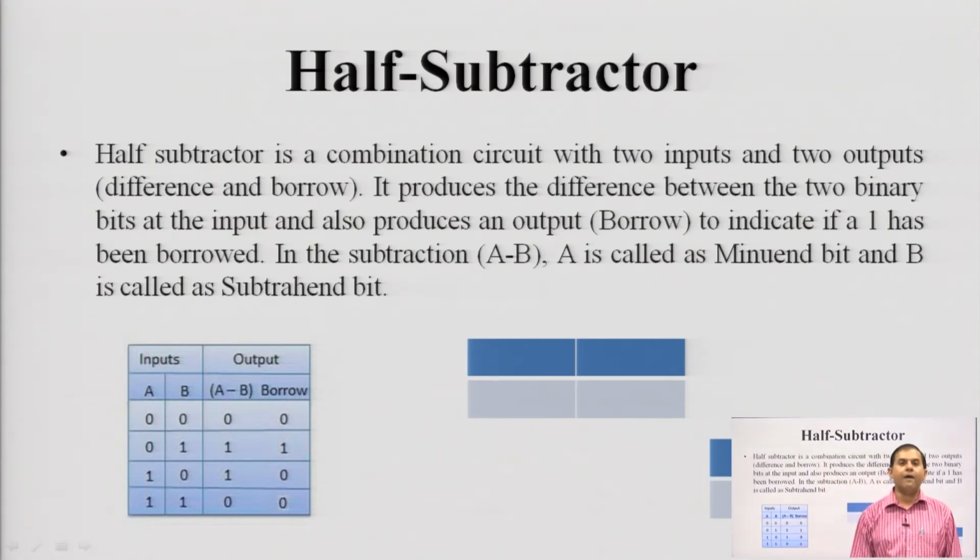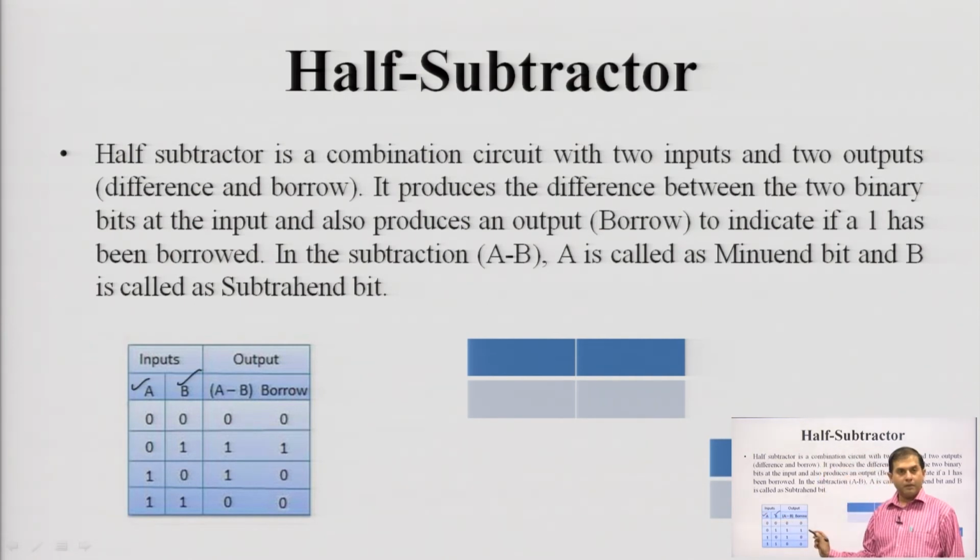Next we will do the half subtractor. So, what is a half subtractor? A half subtractor is a combinational circuit with 2 inputs and 2 outputs, difference and borrow. It produces the difference between 2 binary number bits and an output to indicate whether one has been borrowed in the subtraction A minus B. A is called the minuend bit and B is called the subtrahend bit. We have already covered binary subtraction in previous lectures, so that rule we are using. Here there are 2 inputs A and B.